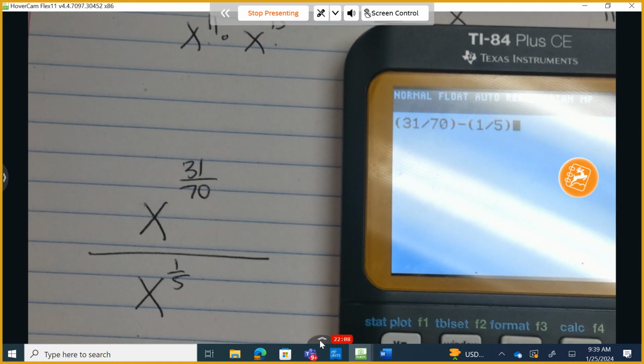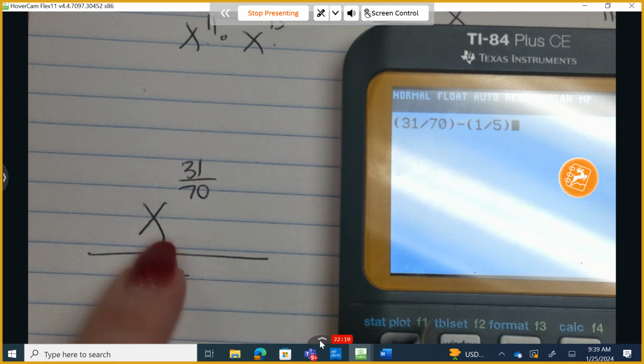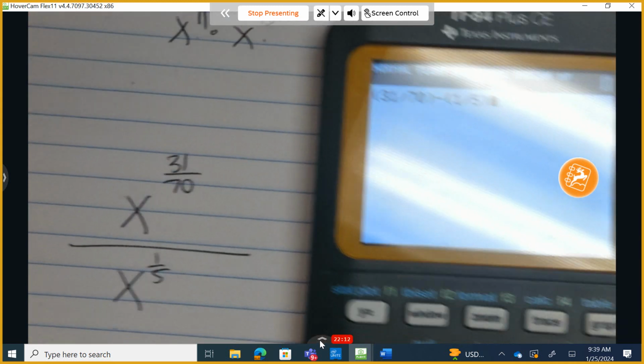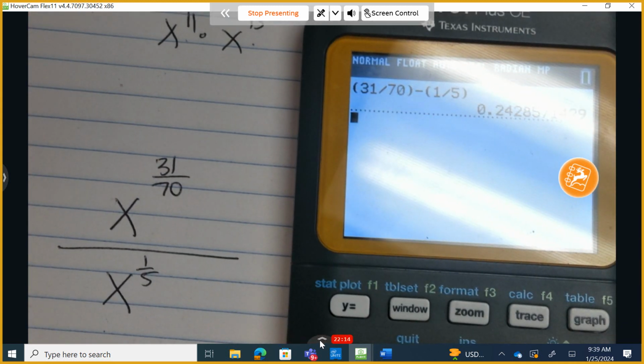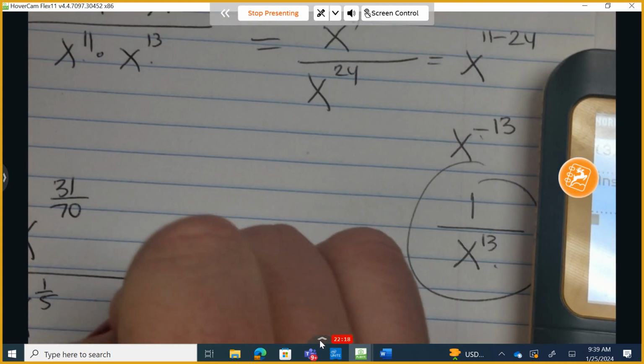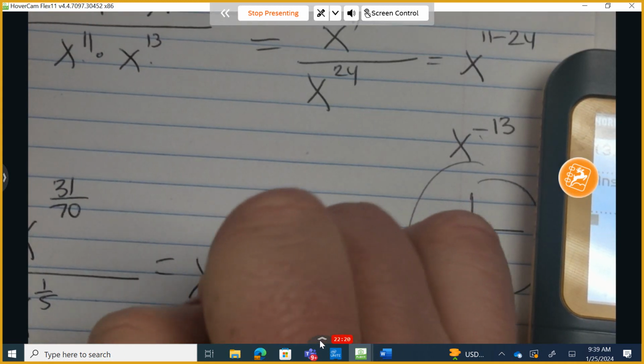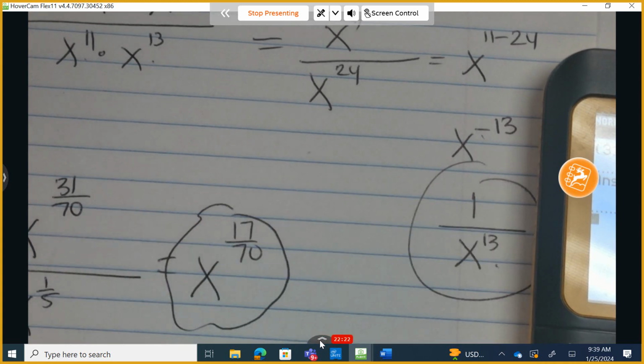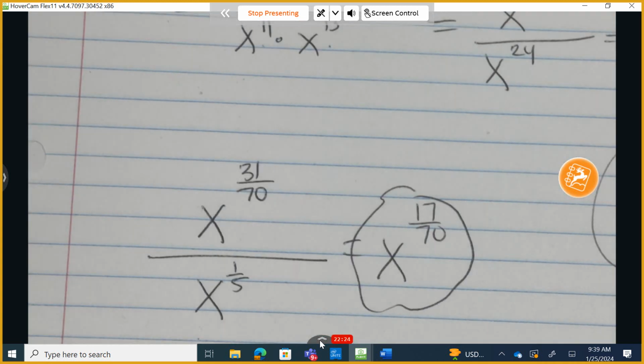Can you do this all in your calculator? Yes. This is you showing work. Everything else is on the calculator. I get an answer. It's positive. That's awesome. I turn it back into a fraction, and here's my final answer. X equals 17 over 70. Why don't I have to move this to the bottom? Because it is a positive exponent.